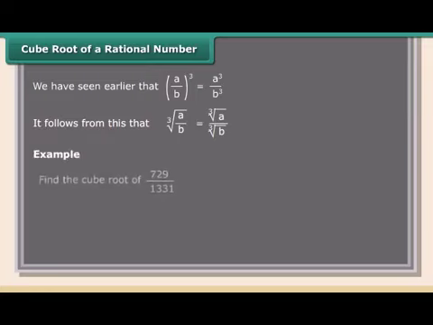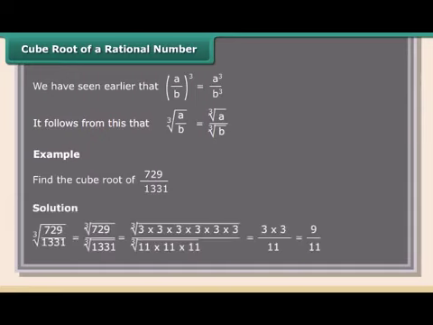Example: find the cube root of 729 upon 1331. Solution: the cube root of 729/1331 is equal to the cube root of 729 upon the cube root of 1331, which is equal to the cube root of 3 × 3 × 3 × 3 × 3 × 3 upon the cube root of 11 × 11 × 11, which is equal to (3 × 3)/11, which equals 9/11.